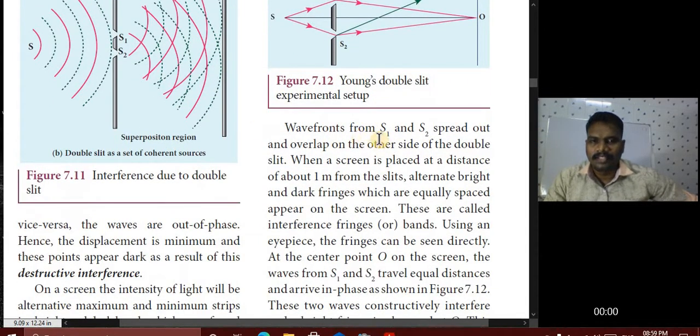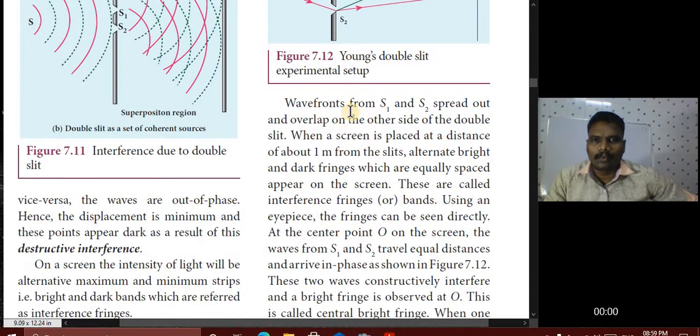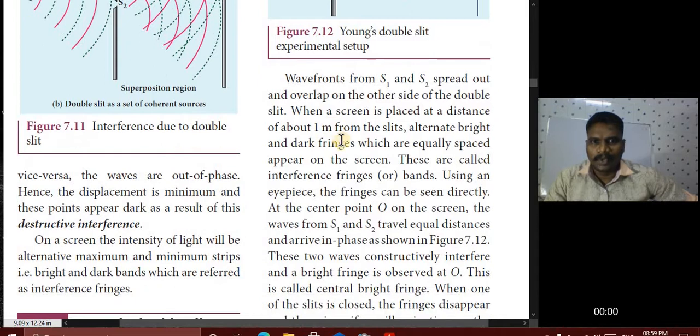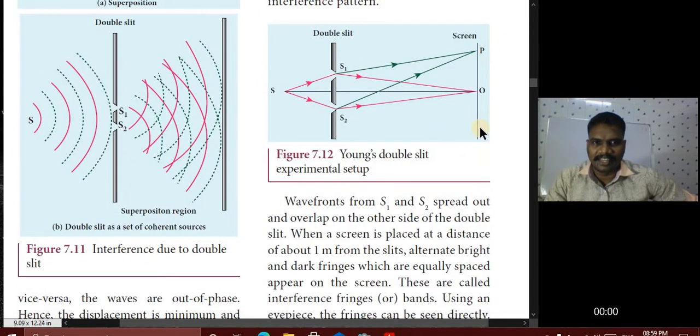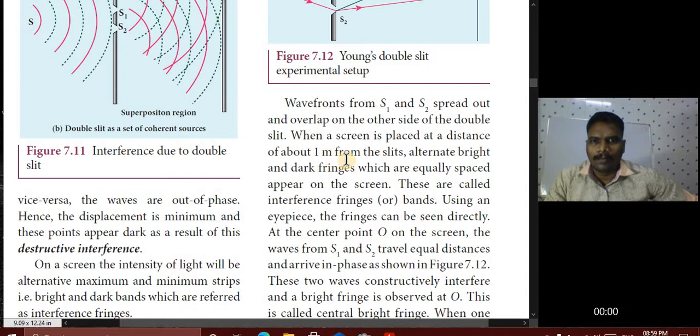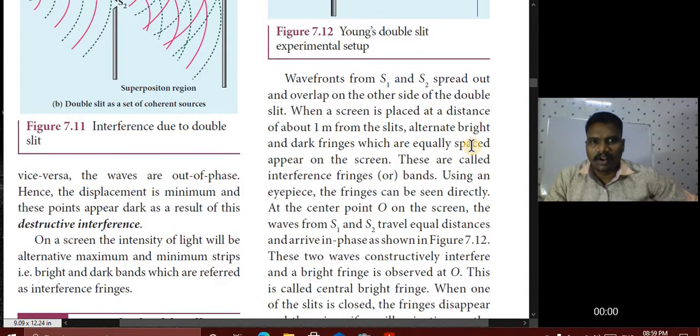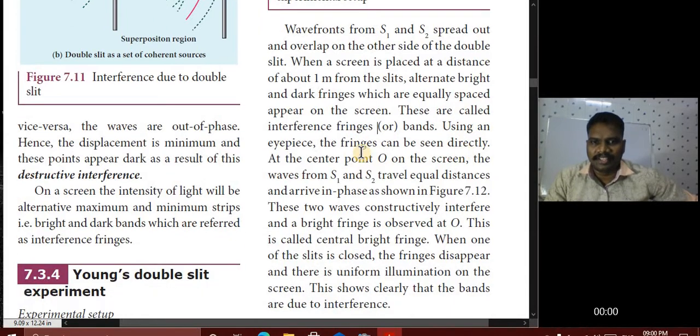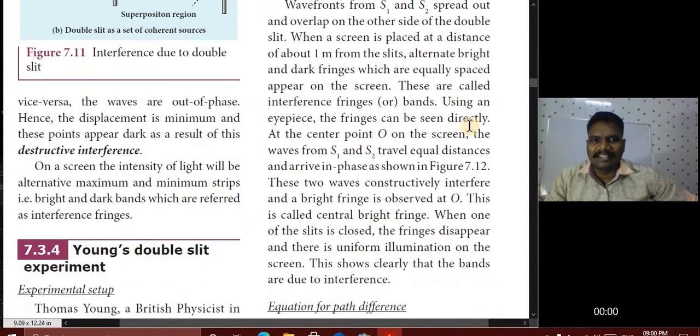So, wavefronts from S1 and S2 spread out and overlap on the other side of the double slit. When a screen is placed at a distance of about 1 meter from the slits, alternate bright and dark fringes which are equally spaced appear on the screen. These are called, this is very important children, interference fringes or bands. Using an eyepiece, the fringes can be seen directly.